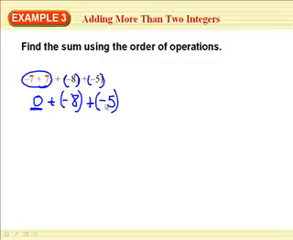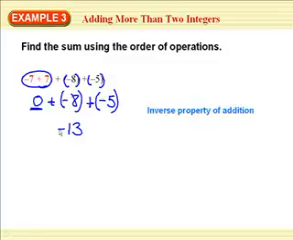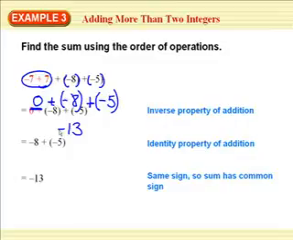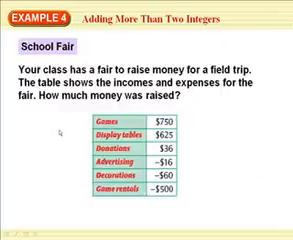-8 plus -5, the signs are the same, so we just add the numbers and the sign stays the same. So it's -13. And they're talking about the 0 identity property and the same sign, so they end up with -13.